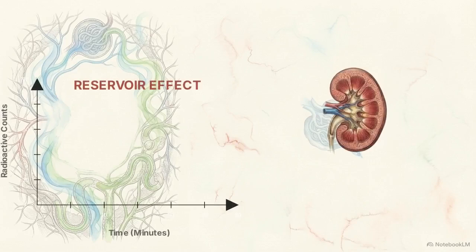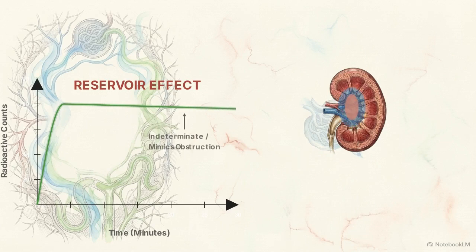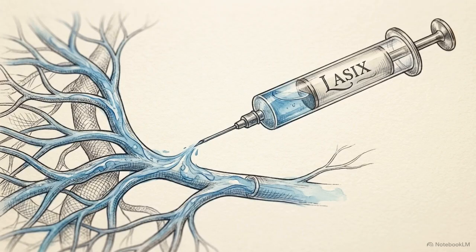This chart illustrates the reservoir effect. A massive, structurally compliant renal pelvis pulls the radiotracer. It mimics an obstruction on the graph, but there is no actual back pressure preventing flow. To force the distinction, we use the Lasix challenge.